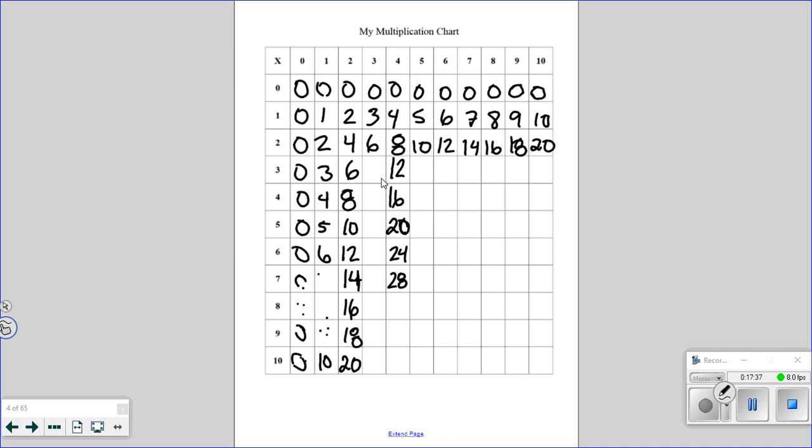Maverick, you want to do 4 groups of 8? What's 2 groups of 8? 2 groups of 8 is 16. Double it to get 4 groups of 8. That one's going to be a little tricky. Beautiful. Way to push through. 32.